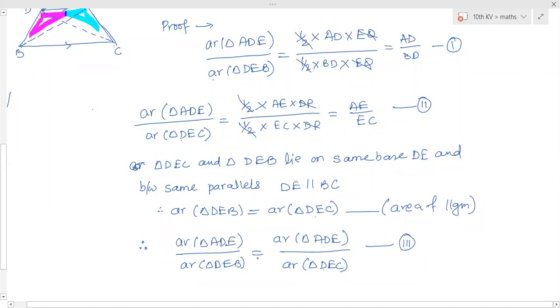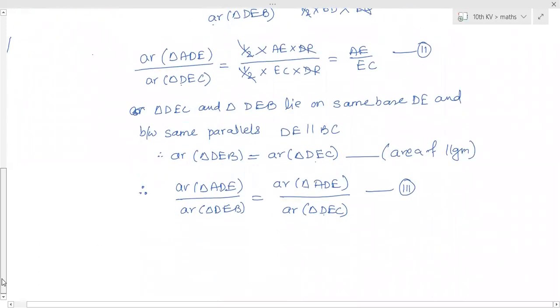Now that these fractions are equal, compare the first, second and third. One ratio is equal to this part, the second ratio is equal to this part, and the first and second ratios are equal to each other. So if the LHS of these two fractions are equal, automatically the RHS will be equal. So what is the RHS? AD by DB is equal to AE by EC. Is it clear now? Yes, ma'am. From 1, 2 and 3.